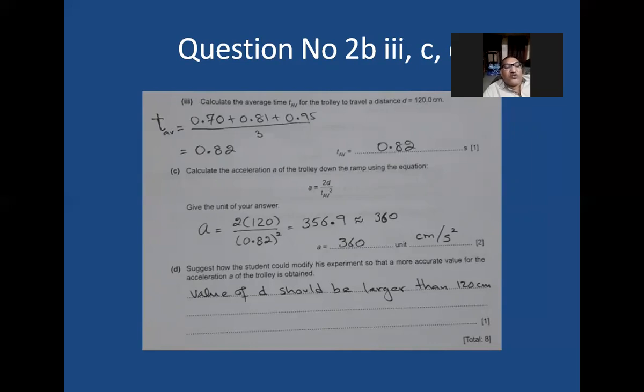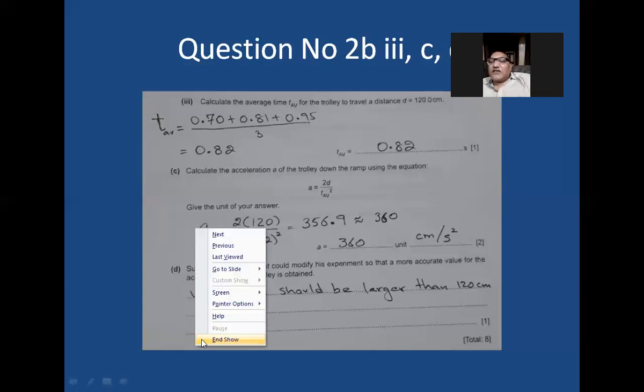The D part suggests how the student could modify his experiment so that a more accurate value for the acceleration A of the trolley is obtained. You see, one way of doing this is because the time in which the trolley covered a distance of 120 centimeters is very short. So here the reaction time of the student will be a very large part of this reading. So it will be a better idea if we increase this length so that the actual time of traveling becomes larger, and then the reaction time of the student will be a smaller portion of that time. So the value of D should be larger than 120 centimeters, this is one solution.